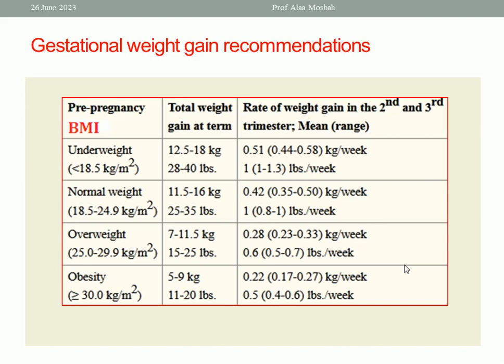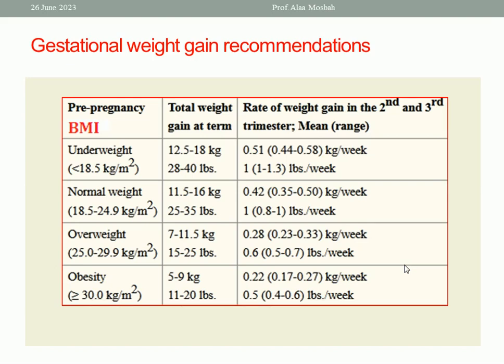But in normal weight, with a body mass index ranging between 18.5 up to 25 kilogram per square meter, the rate of weight gain in the second and third trimester is what we are concentrating on, because the main increase in weight occurs in these trimesters, not the first one. So in this normal average weight woman, the rate of weight gain is 0.4 kilogram per week.